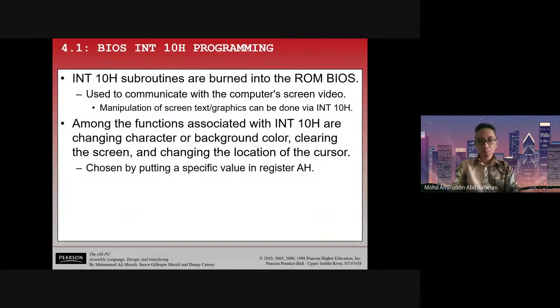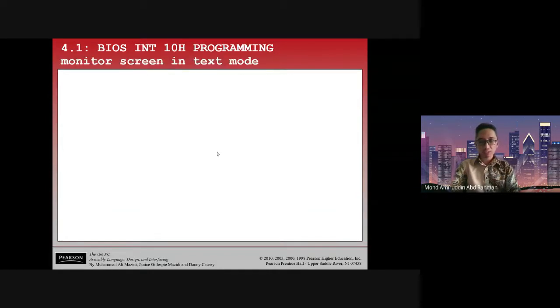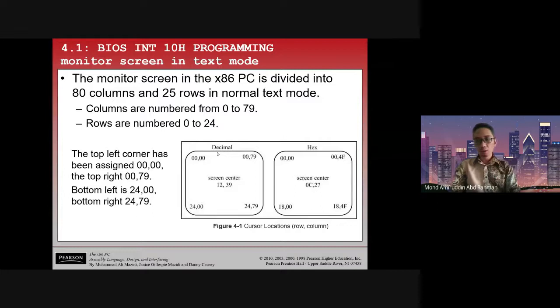Cara nak buat dia, you kena put a specific value in register AH. So ini kegunaan untuk monitor screen in text mode. Monitor screen ni untuk 86 PC, dia dibahagikan kepada 80 columns and 25 rows in the normal text mode. Columns are numbered from 0 to 79, and rows are numbered from 0 to 24. So 80 and 25 lah.